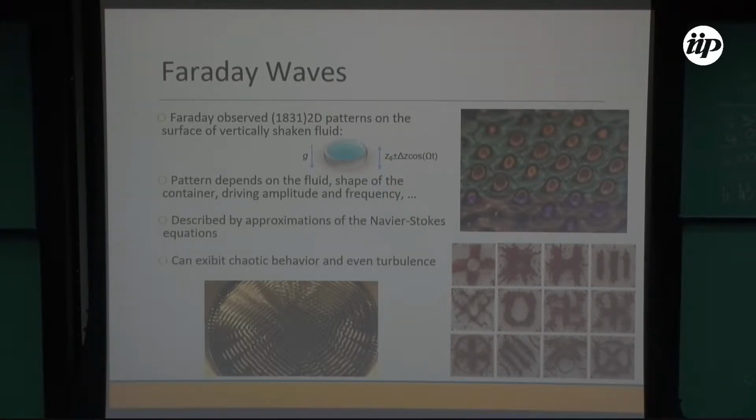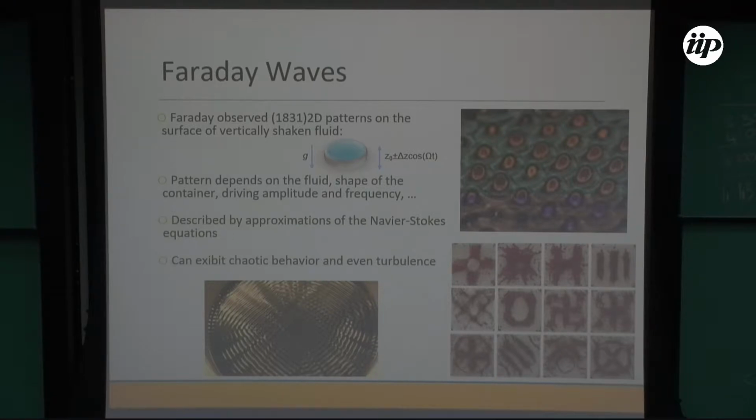For those of you that don't know, essentially, it was discovered about 200 years ago by Faraday himself by basically shaking a bucket and seeing what happens on the surface. You see these nice patterns forming. They have a variety. These things depend a lot on the kind of fluid that you have, the driving amplitude, frequency, viscosity, all kinds of things you can think of.